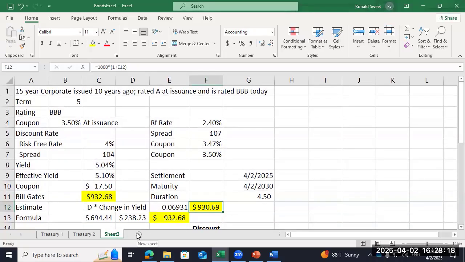All right, let's do one more just to keep practicing. So there's corporate. And then we'll do one like it looks like on the exam, because on the exam you don't have Excel.